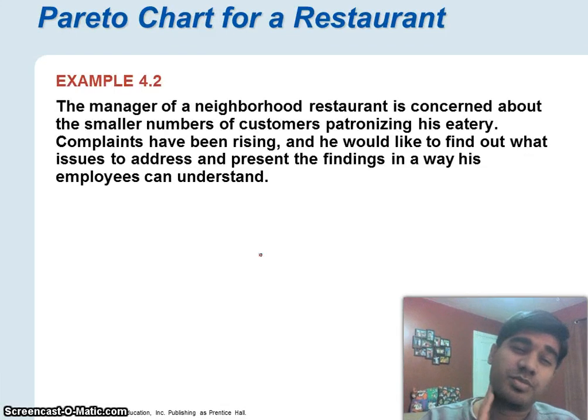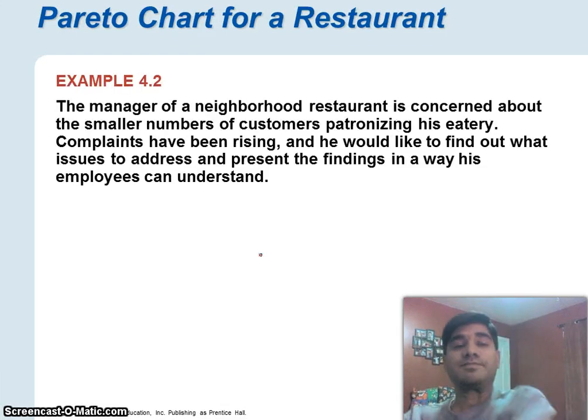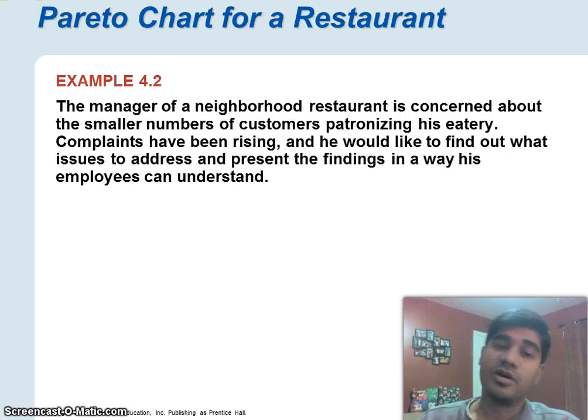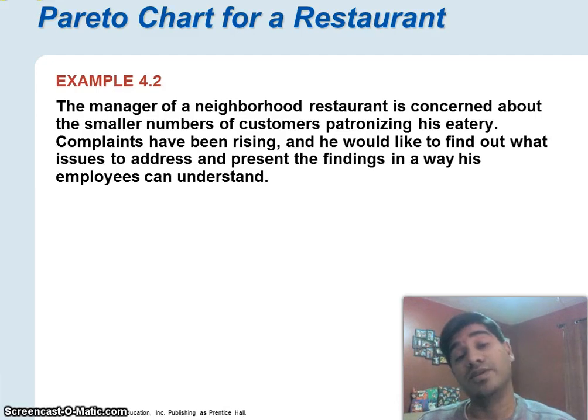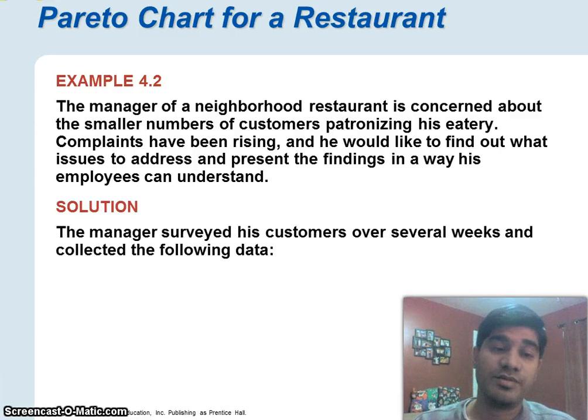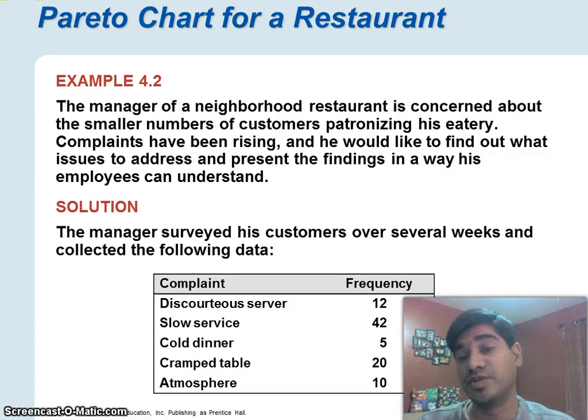So let's see, the first one is a Pareto chart for a restaurant. In this Pareto chart, the manager of a neighborhood restaurant is concerned about the smaller number of customers patronizing his eatery. He thinks that complaints have been rising for his restaurant, and he would like to find out what the problems are and how he can address them so that he can get more customers back, and then explain to his employees what the problems are and what they need to fix. So the solution is the manager surveys his customers over several weeks.